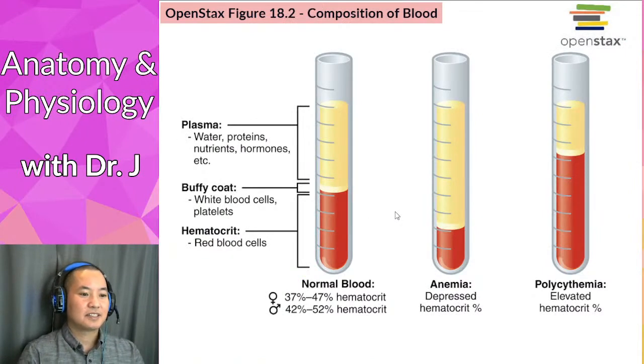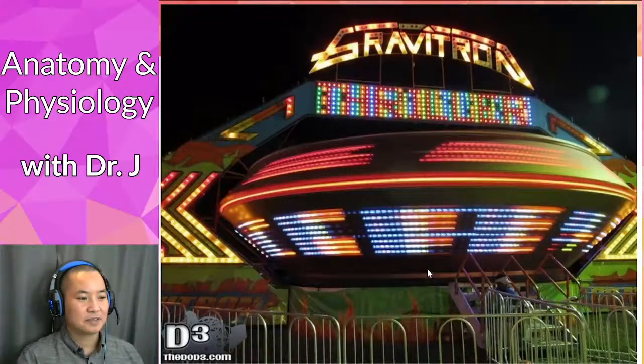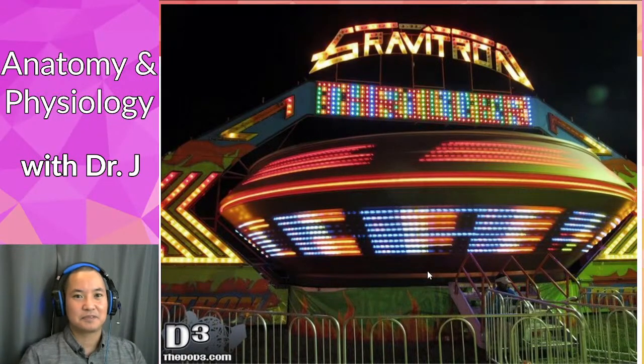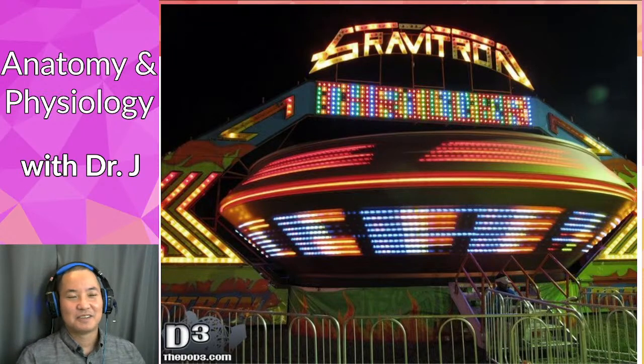All right, so what is blood? Well, what if you take just whole blood and then we do a process called centrifugation, to separate it according to its solid and liquid components. How do we do that? Well, if you've been around the state fair, like when they used to have carnivals and fairs, hopefully you've tried this ride. If not, don't do it if you get motion sickness easily, but I think this ride is a lot of fun.